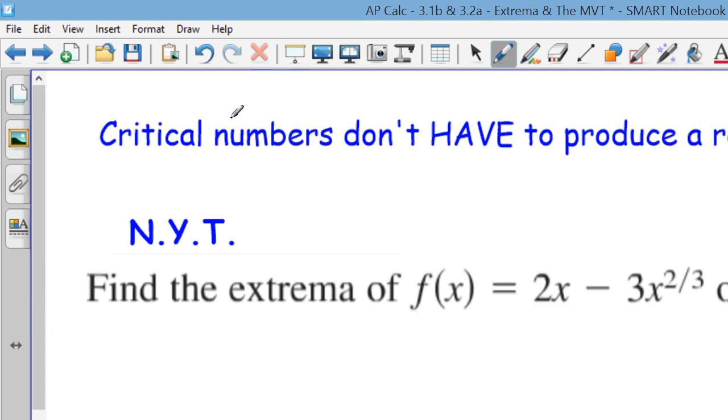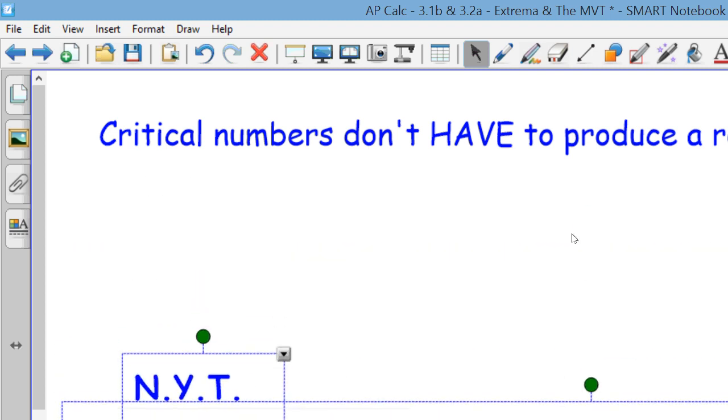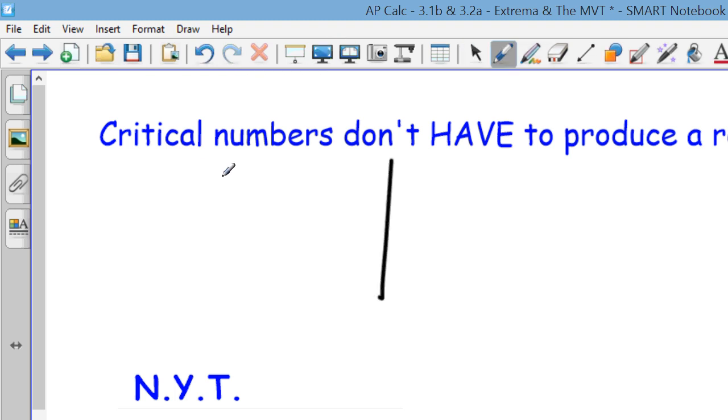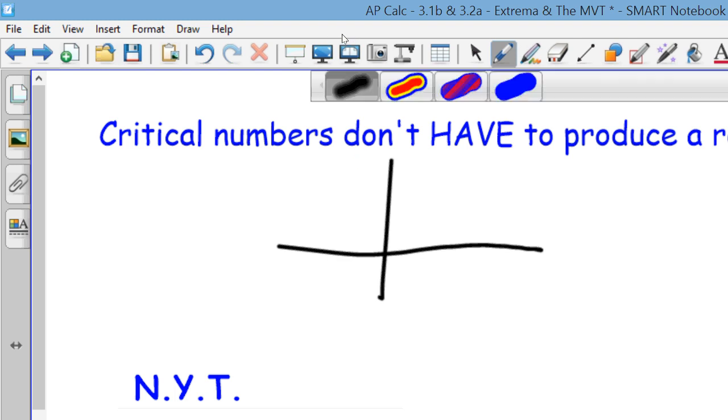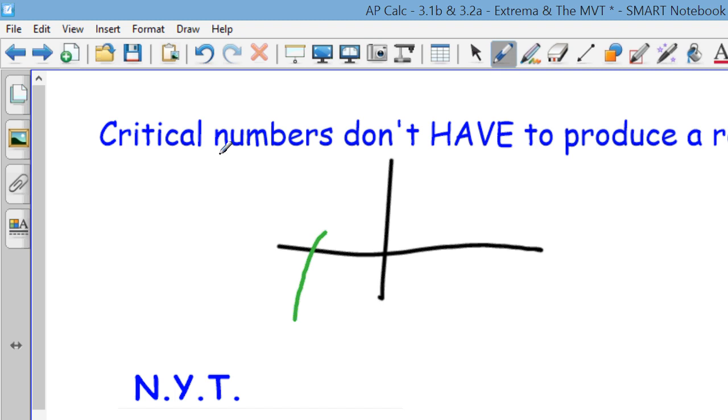So critical numbers don't have to produce a relative max or a min. Let me just show you what I mean by that, just so you can get an idea, okay? And then you'll try this problem. The NYT is for "now you try," by the way. So here's the deal. I want to show you something. Let's say we made a quick graph here like this, okay? And the graph was going up and it went down like this.